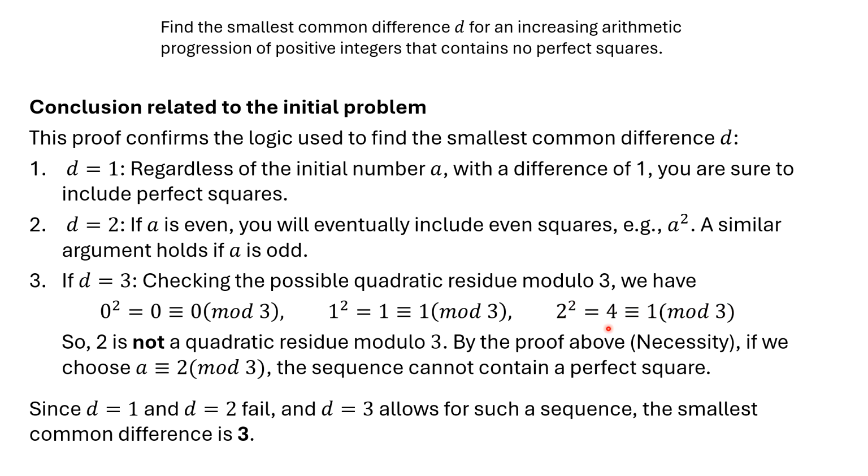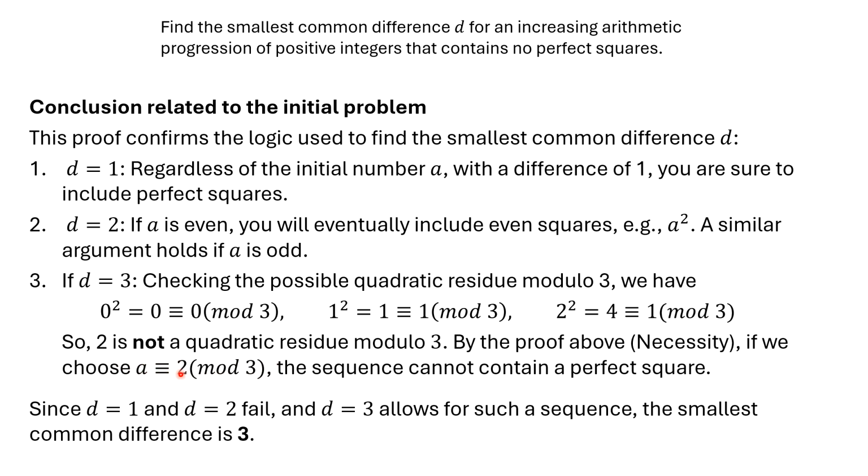So if you take a equals 2, you can never find a solution x congruent to 2 mod 3. So that's the case where we have no perfect square in such a sequence, where you start with a congruent to 2 mod 3. Let me point to it here. A congruent to 2 mod 3.